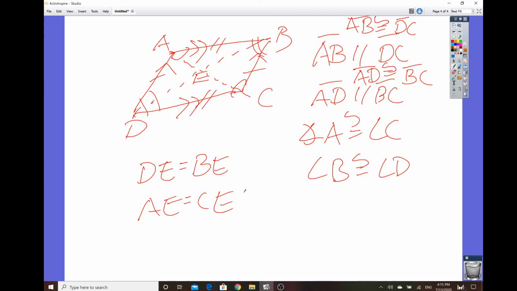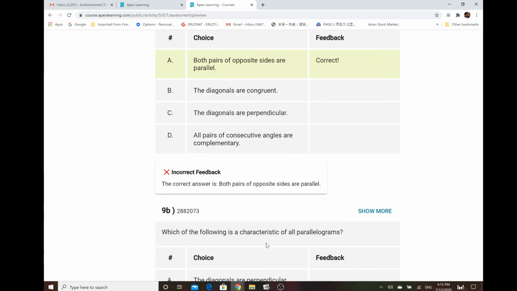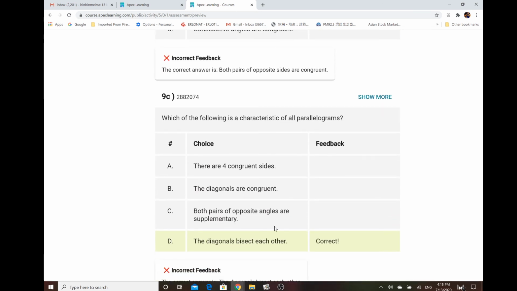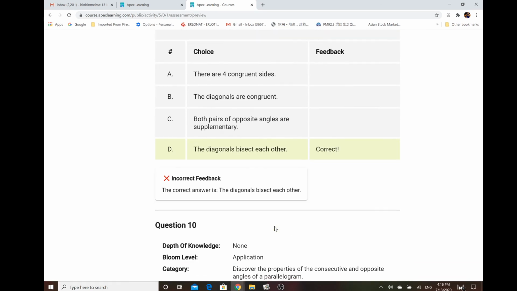All right. Okay, so now let's go back to this one here. So here's another one, a special feature about the parallelogram. Both pairs of opposite sides are congruent. The diagonals bisect each other.